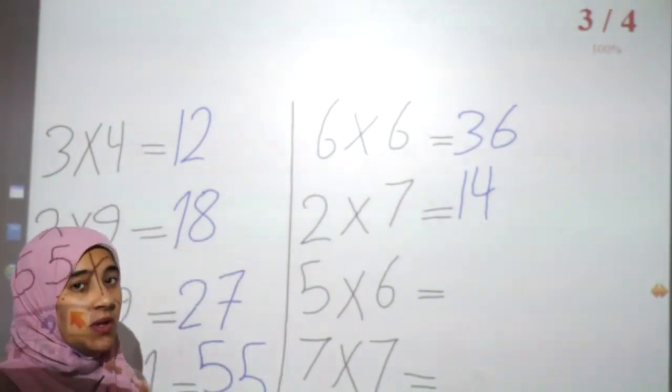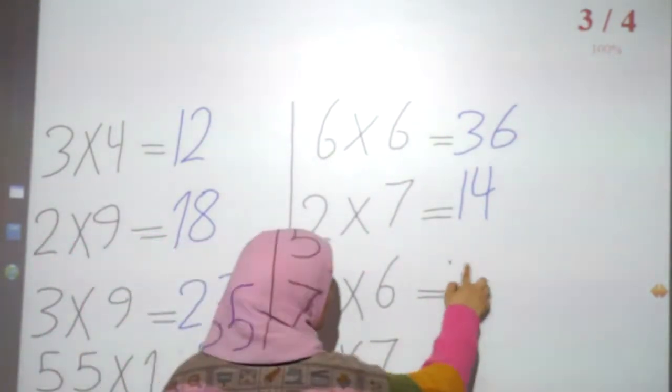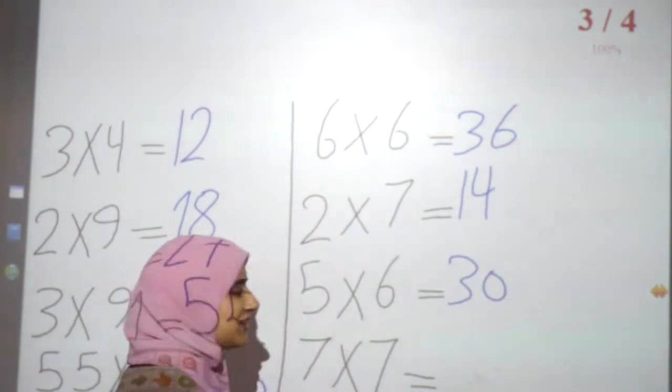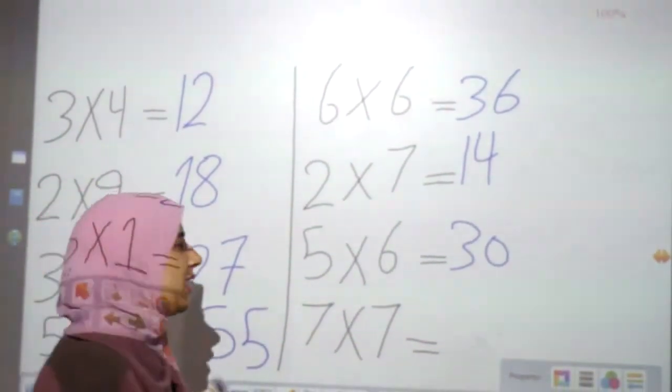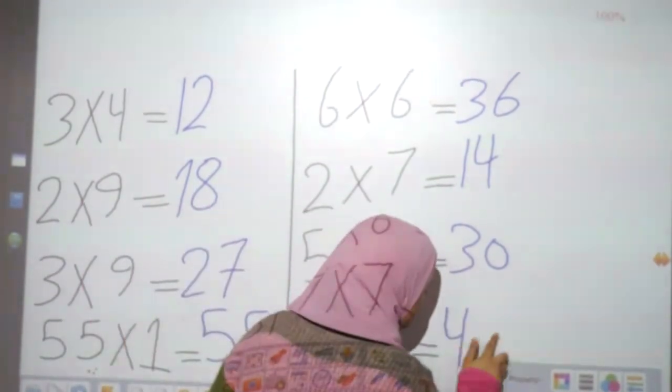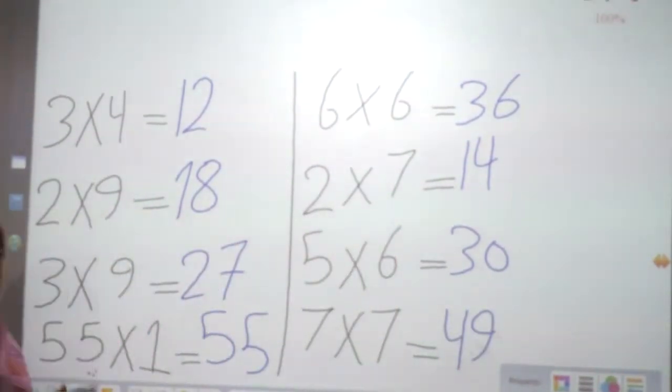5 times 6 equal? Yes, 30. 7 times 7, who can tell me? Excellent, 49. You write this? Another one. Write with me and answer before I answer.